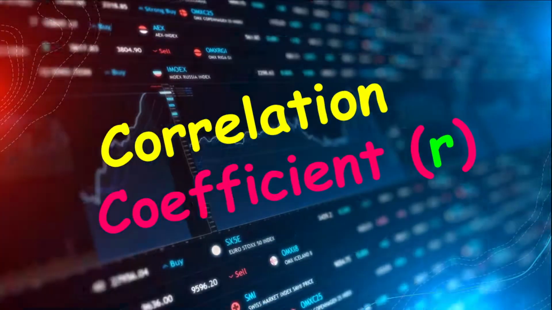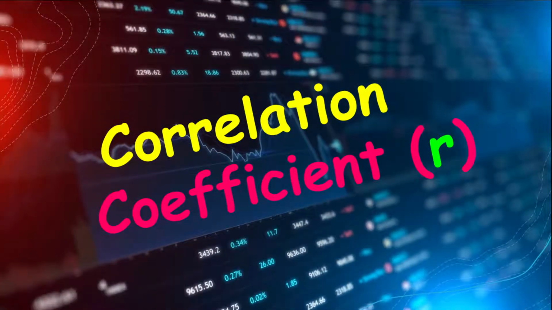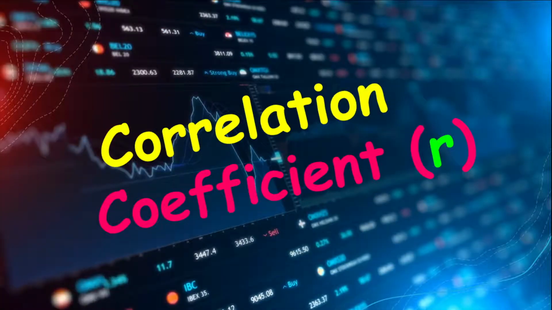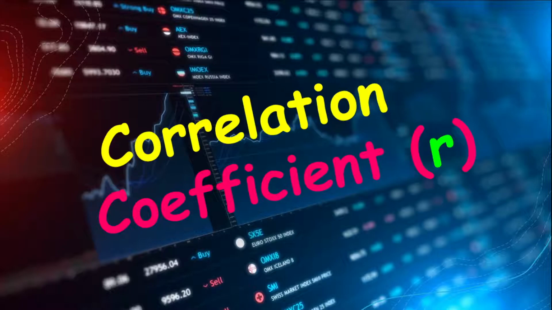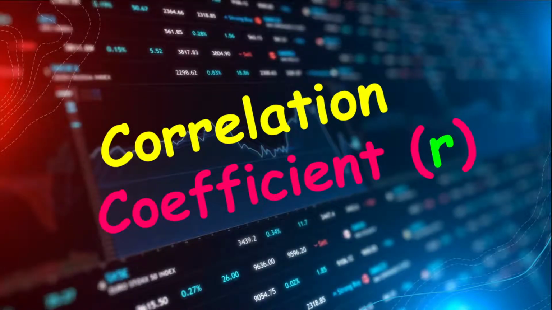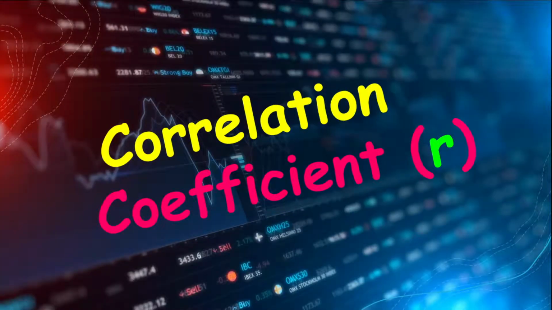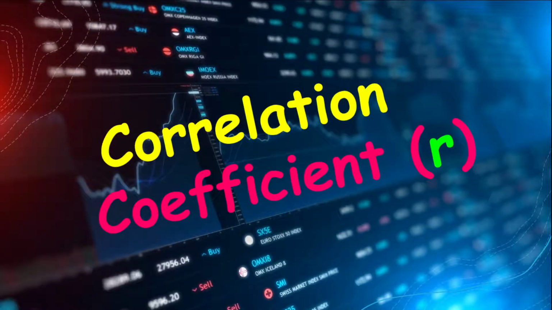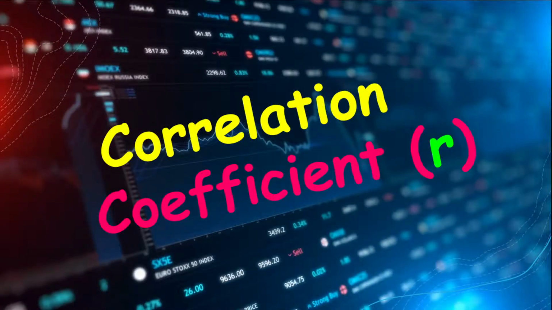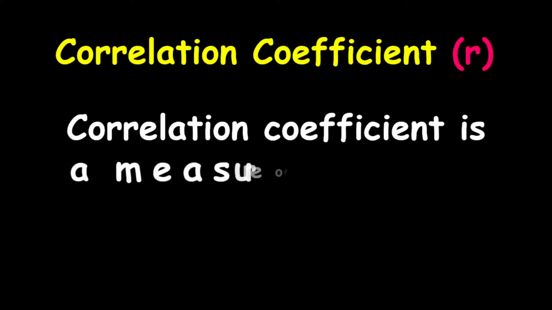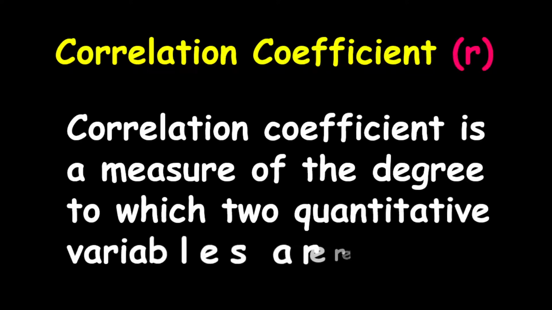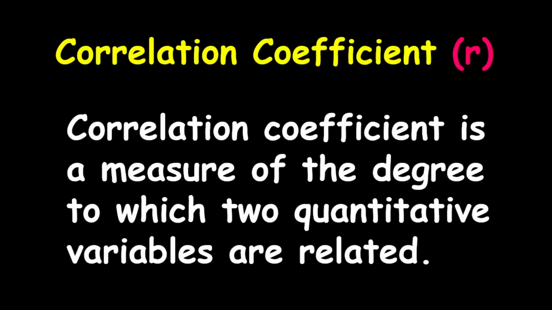Hello everyone. Today we're going to learn how to calculate the correlation coefficient, which is symbolized by the lowercase r. Before we go into any calculation, let's look at some background information. So the first thing we're going to do is to look at what the correlation coefficient is. The correlation coefficient is a measure of the degree to which two quantitative variables are related.